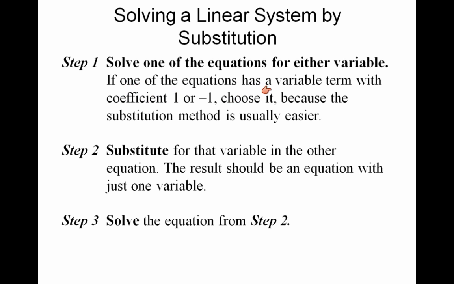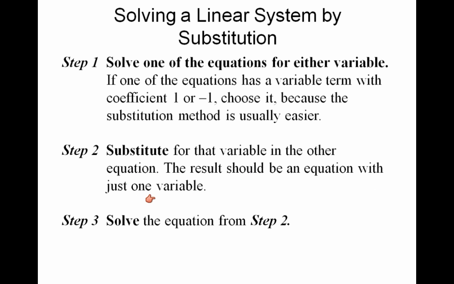So this is a summary of the steps. Step 1: solve one of the equations for either variable. If one of the equations has a variable term with a coefficient of 1 or minus 1, choose it, because the substitution method is usually easier. So you want to look for the variable with a coefficient of x or y equal to 1, so we can simply solve for that variable in terms of the other one.